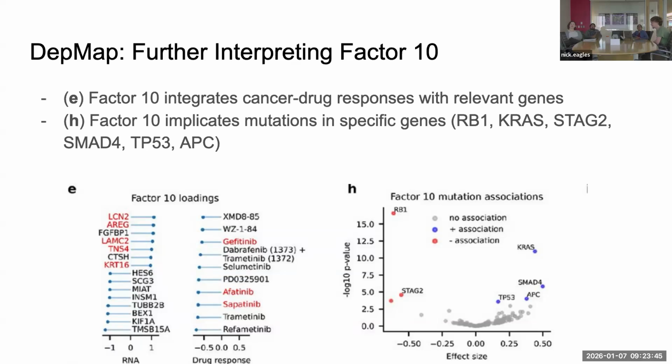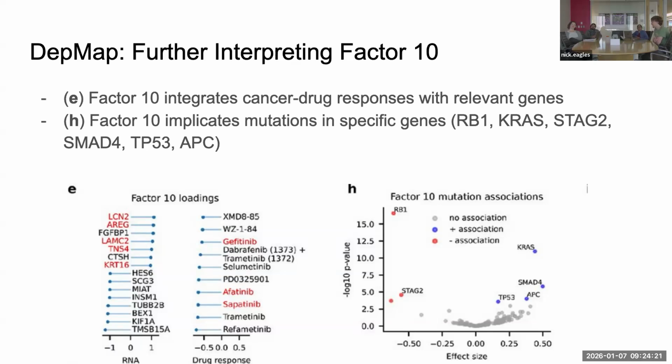And so basically in panel E, they have the loadings. In the loadings, they have both the RNA measurements and then also drug response information. So that's interesting, again, you can provide whatever quantitative measurements of your samples that you have. In this case, it's interesting that you can integrate the drug response and RNA information directly into the same factors. So they identify top drugs that are interesting here, as well as the top genes.